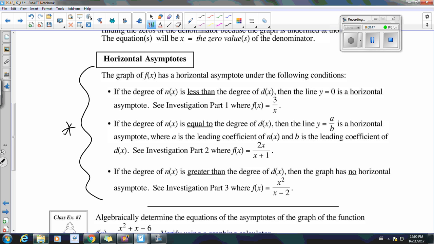The graph of f(x) has a horizontal asymptote under the following conditions. If the degree of the numerator is less than the degree of the denominator, then the line y = 0 is a horizontal asymptote. If the degree of the numerator is equal to the degree of the denominator, then the line y = a/b is a horizontal asymptote, where a is the leading coefficient of the numerator and b is the leading coefficient of the denominator. If the degree of the numerator is greater than the degree of the denominator, then there is no horizontal asymptote.